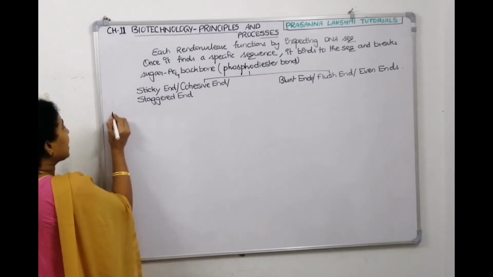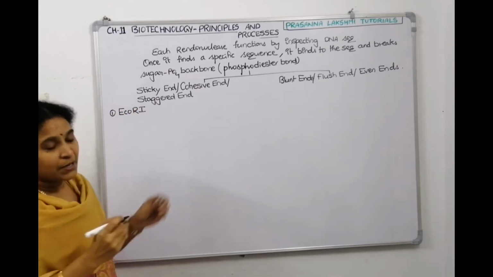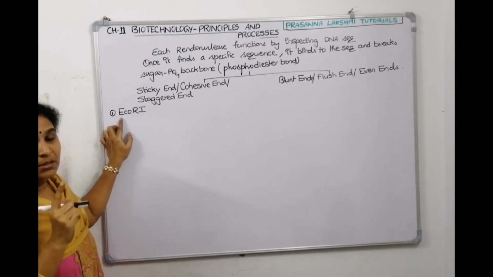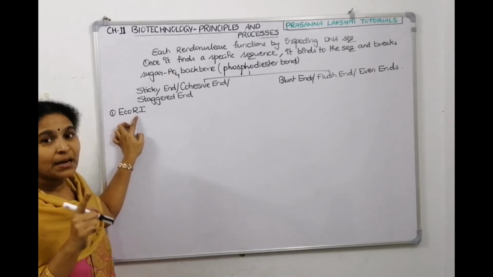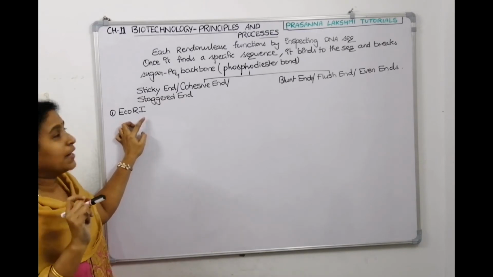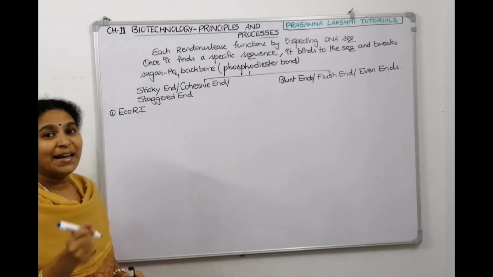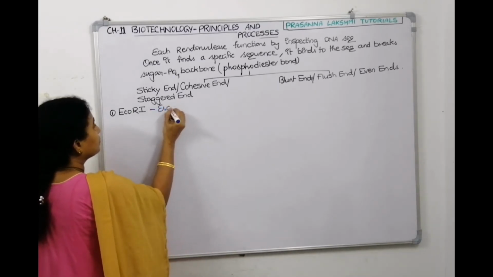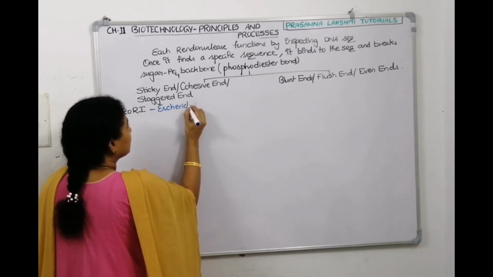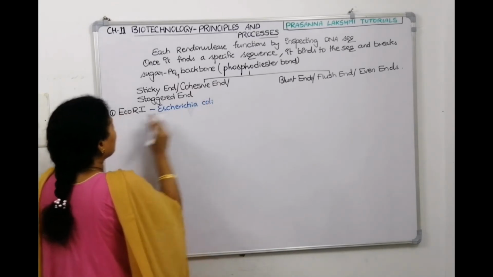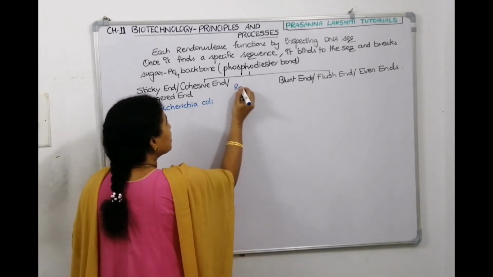Okay. So, I am taking an enzyme. The name of the enzyme is EcoR1. It is the name of a restriction enzyme. The first alphabet states its genus. The next two alphabets tell its species. The fourth alphabet tells its strain. The number is the order of isolation. EcoR1 is isolated from a bacteria called Escherichia coli.